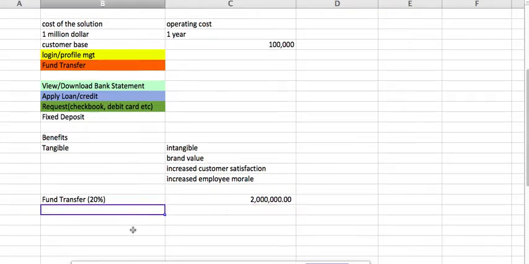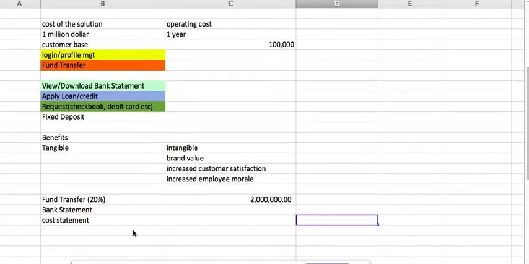Now let's go to the second one. The second one is very important: the bank statement. On average, a bank is legally obliged to send a statement to every customer every month. So what is the cost of each statement? Let's consider the cost of the statement.